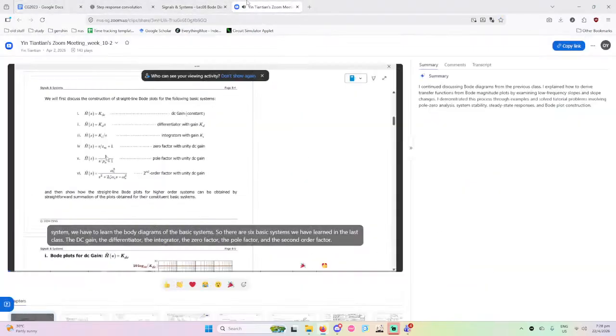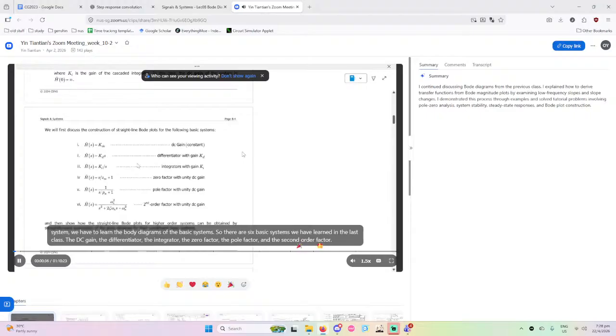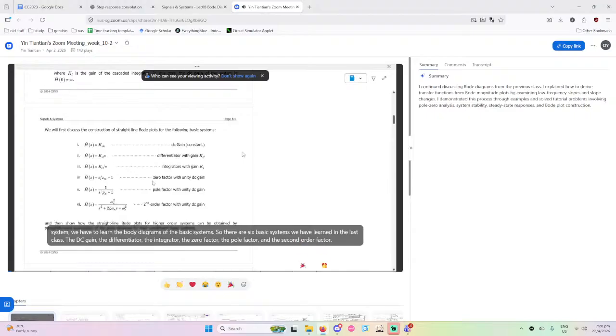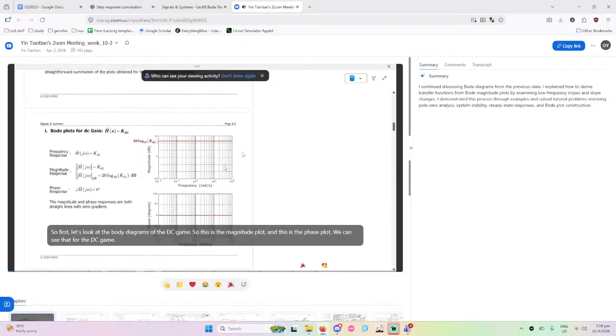systems. So there are 6 basic systems we have learned in the last class: the DC gain, the differentiator, the integrator, the zero factor, the pole factor, and the second order factor. So first, let's look at the Bode diagrams of the DC gain. So this is the magnitude plot, and this is the phase plot. We can see that for the DC gain, the magnitude plot is a constant, which is equal to 20 times log 10 of kdc, and the phase plot is also a constant, which is equal to 0 degrees.